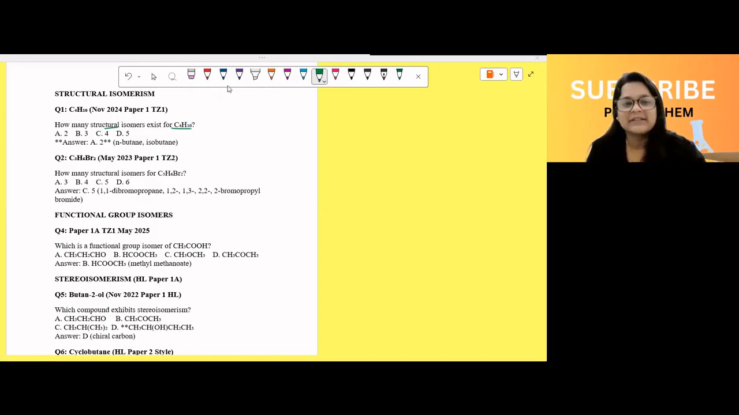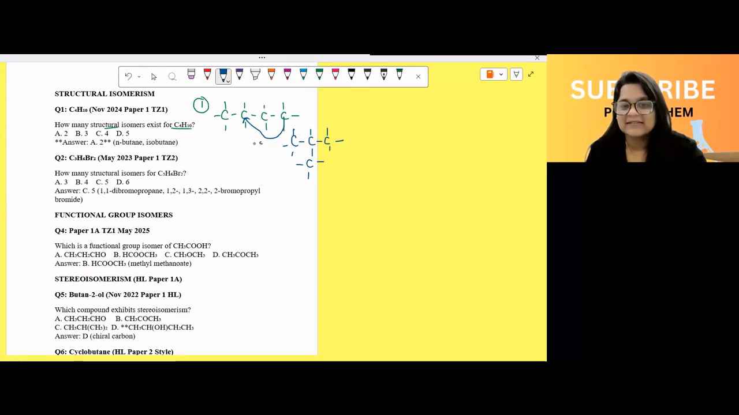So let's make the structure first. I will make 4 carbons. I'm not drawing the hydrogens, all these are hydrogens. This is my first format. What else can I do now? I can take this particular carbon and put it in the middle. If you remember, we did the same question in the explanation also. So that's my second case. So I have 1 and 2. How many isomers? 2 isomers. That's why the answer is 2.